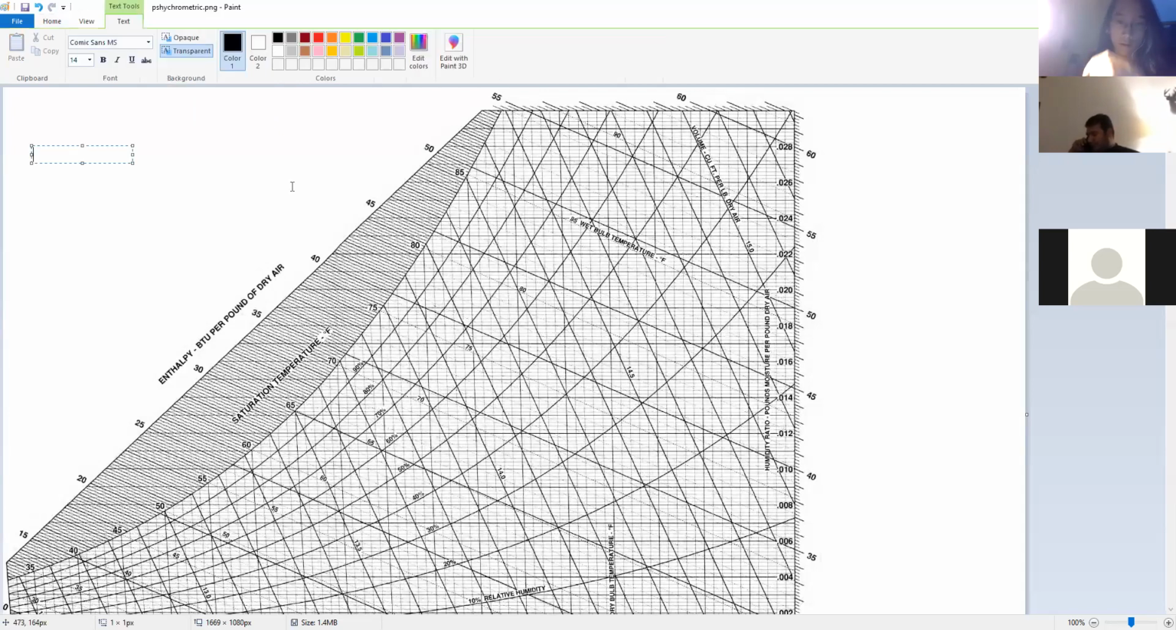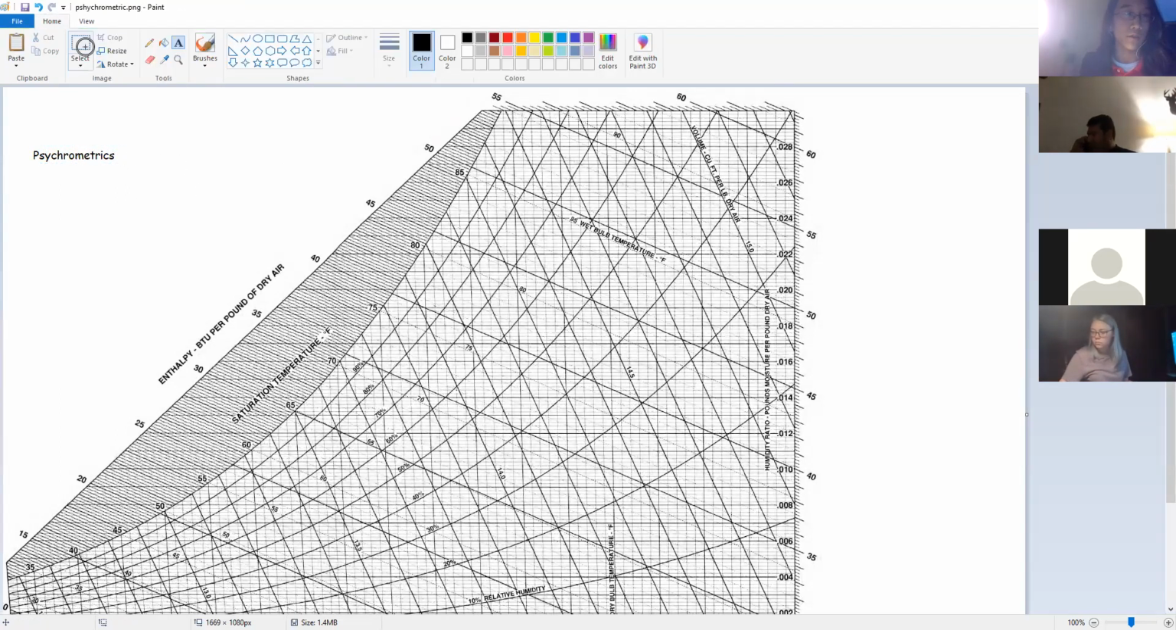All right, psychrometrics. At first, I'm just going to share something funny. I thought it was actually called psychometrics at first, but it's actually called psychrometrics. It has an extra R in there. If you have psychometrics, it's a different thing.